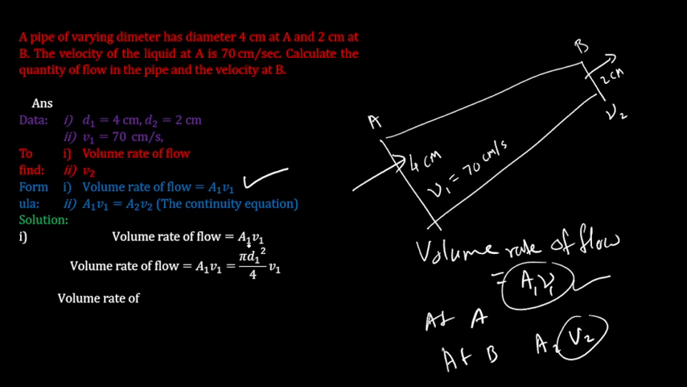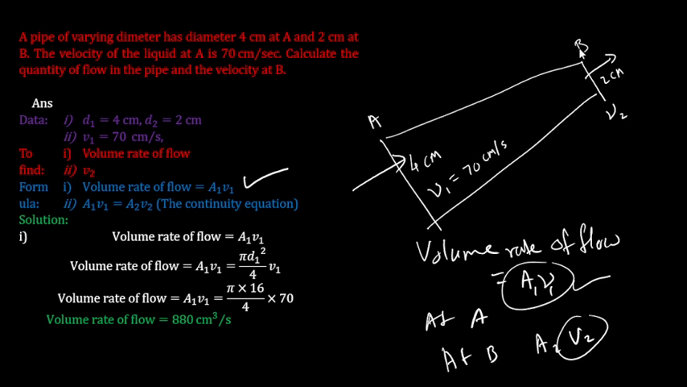So we simply substitute for the area A1 at end A. The area is circular, so we express it in terms of diameter, pi d1 square by 4, then the velocity v1. So diameter is known, velocity is known, we substitute them, and finally the volume rate of flow is 880 centimeter cube per second. The unit of time is second, the unit of length is centimeter. Everywhere we must take care what units for different quantities are taken.